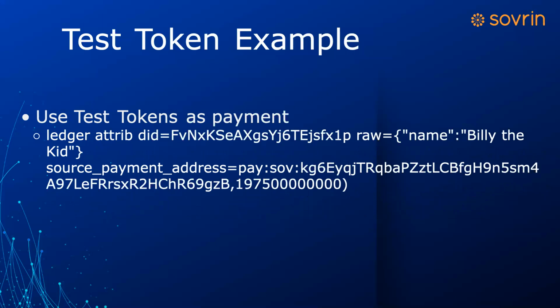So we've got a few things that we charge for: adding a schema, adding a cred def, creating a new NYM, changing the attributes on a NYM. A few examples of what we charge for, and like it's on the previous slide, we're charging for transferring tokens as well.